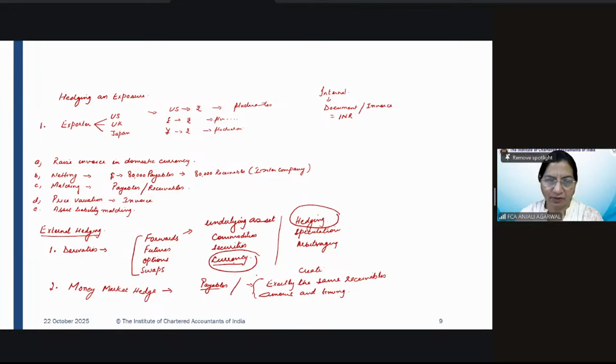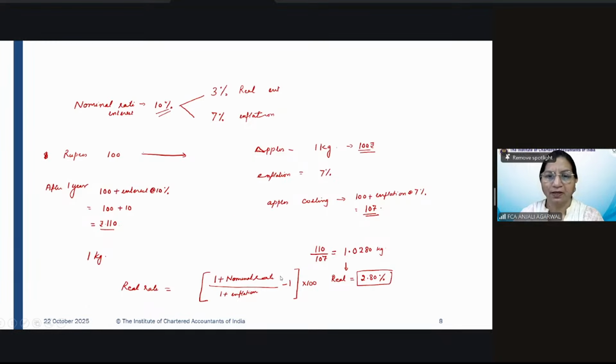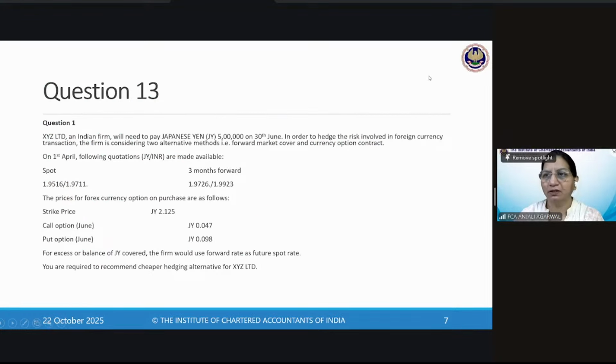Let's now look at some of the questions through which we will understand how forwards, futures, options, swaps, and money market hedge can help in managing this exposure. And generally, when you are doing the questions, it is possible that you are given all four hedging techniques, all information is provided, and you have to see which particular method of hedging is most fruitful. Okay? Any questions, team, so far? Right. So I hope there is clarity.